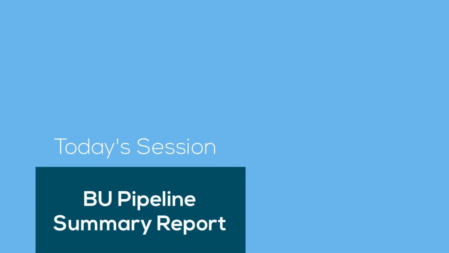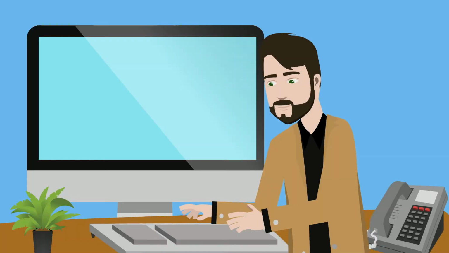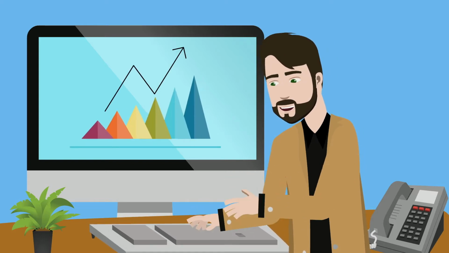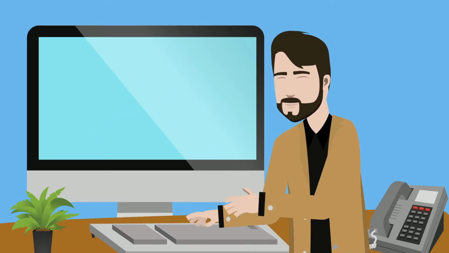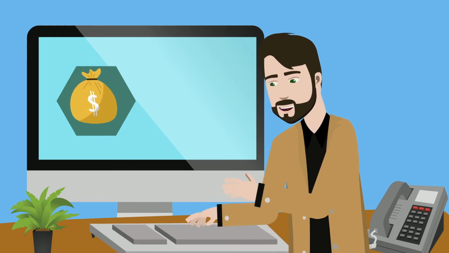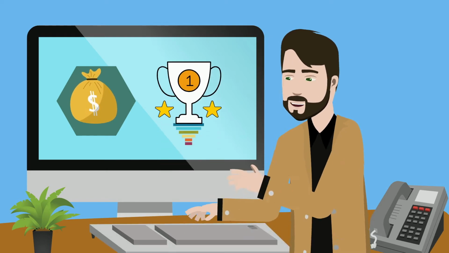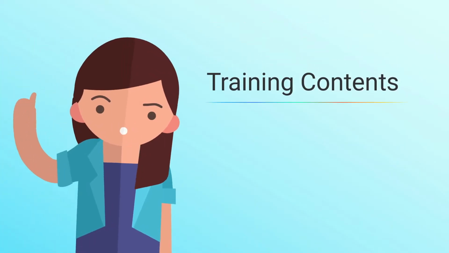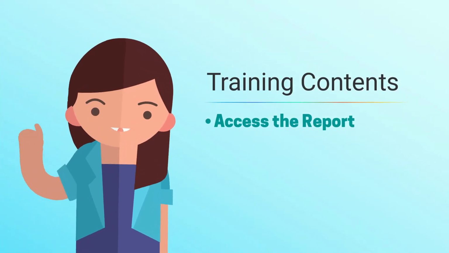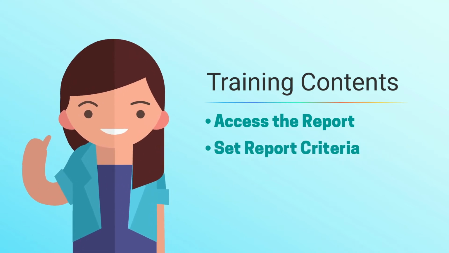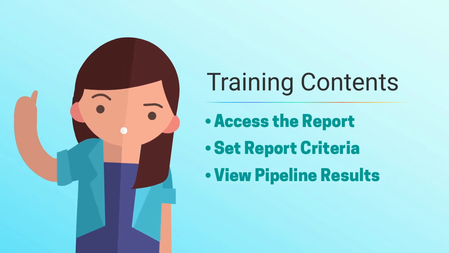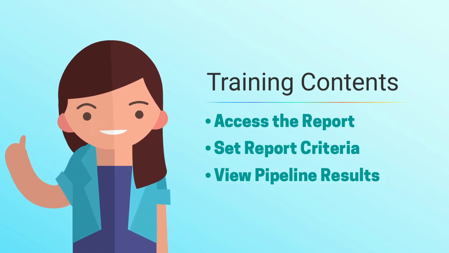Today's session is on our BU Pipeline Summary Report, which allows you to quickly see your total weighted pipeline for each event in your business unit and whether or not there's enough in your pipeline to reach your event's forecast. This training will be broken up into 3 key parts. The first, how to access the report. The second, how to set report criteria and bookmark it. And the third, how to view your pipeline results. So let's get started.